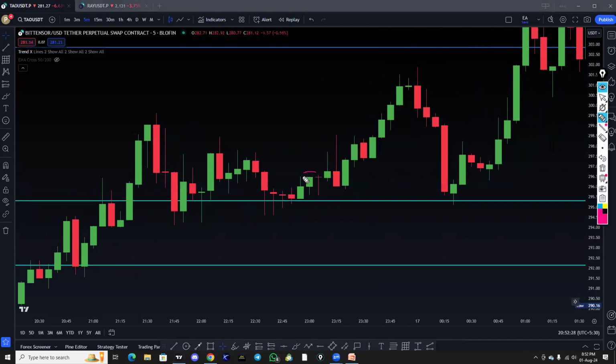Okay, now this is a hammer. So this is also a hammer. And this is also a hammer. Now you can see the difference, correct? There is a difference. See, we have a big body. Here we have a wick above the body. Here the body is small, but we have wicks on both sides. But these three are hammers. Remember.